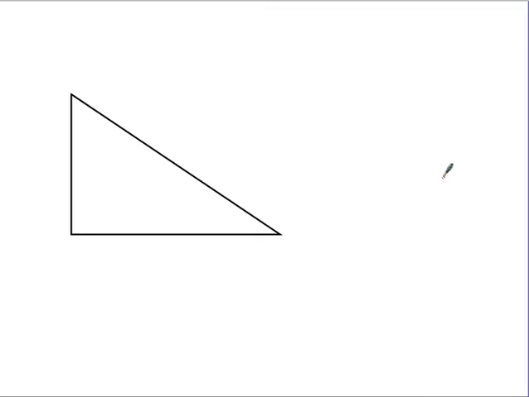The first thing we need to be able to do before we start the trigonometry is label the triangle correctly. So we've got a right angle triangle here, and the side that's opposite the right angle is always the longest side of the triangle, which is called the hypotenuse. Now, the labelling of the other two depends on the angle that you're interested in.